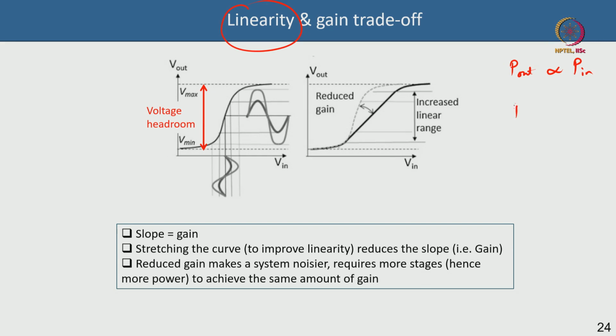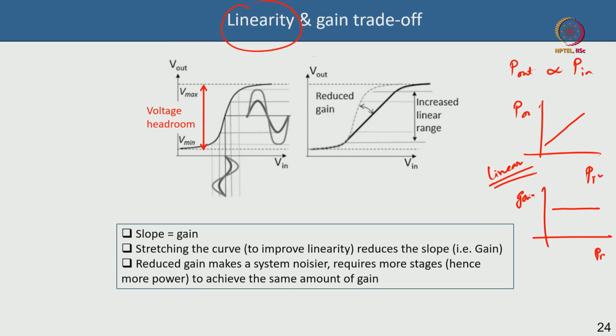Okay. So it means that if I plot my output versus input, I should get a straight line. The ratio of the output by input is gain, which means if I plot the gain as a function of input, then it should remain flat. That is your linear system, or that is your linear amplifier in our context.